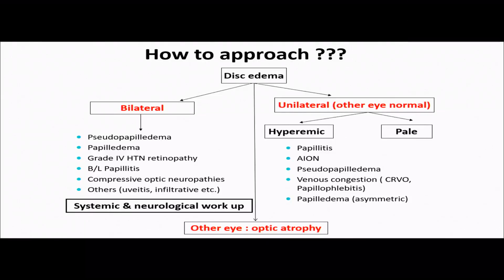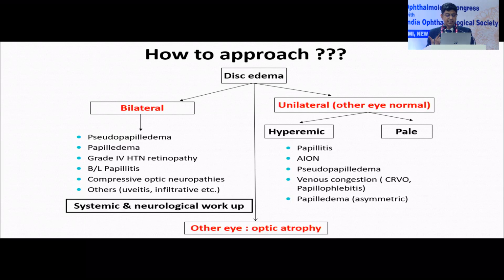So, disc edema has so much to tell, so little time, so I'll just try and run through it. The key approach, at least the way I would work up, is firstly to identify whether it's bilateral or unilateral, because the causes tend to be different. Of course, for unilateral, the other important thing to know is what's the status of the other eye. So the other eye could be normal, there could be edema, or it could be atrophy. All these things are important to know.